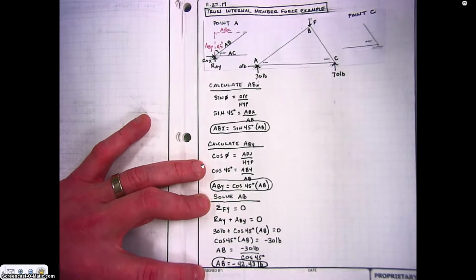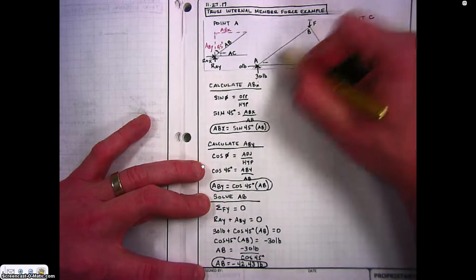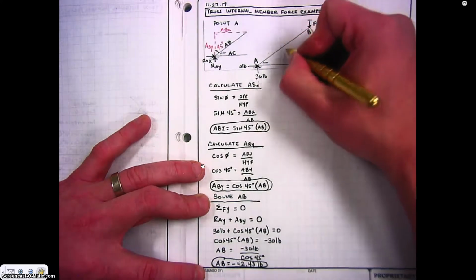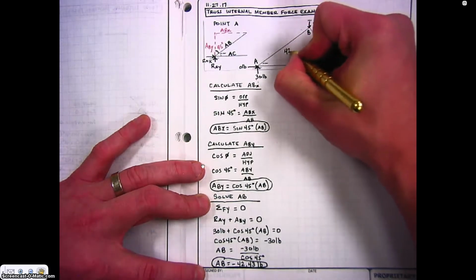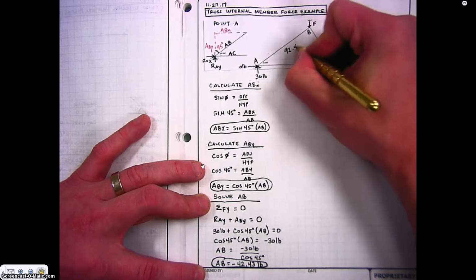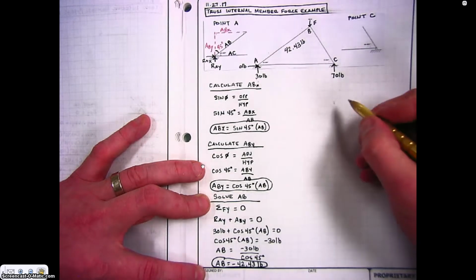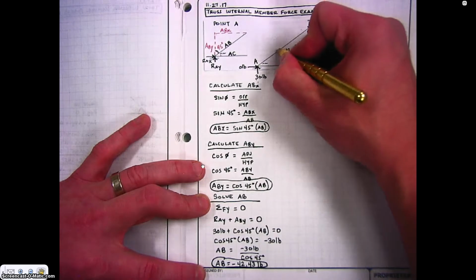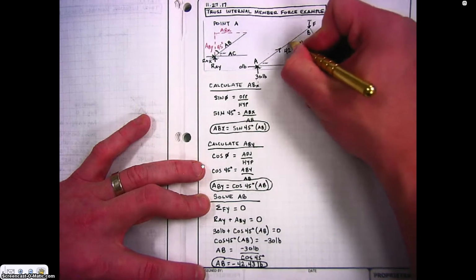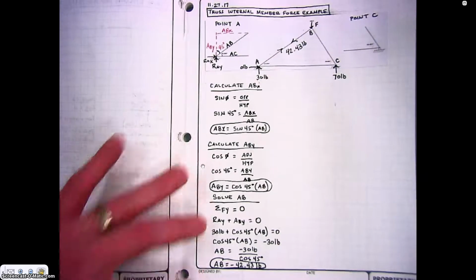So what that tells us is that member AB right here on our system has a force of 42.43 pounds on it, and we know that that force is compression because it's a negative number. So that negative number gives us direction.